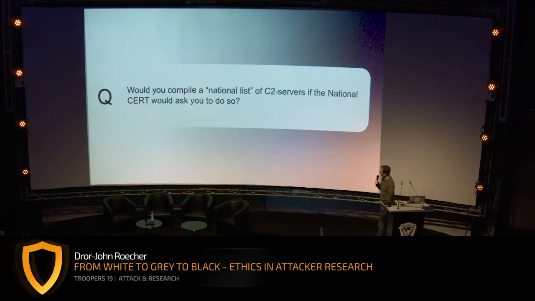What would happen if a national body with some authority, like the National CERT Bund here in Germany, would approach you and say, hey, you know what? Can you scan the German internet? Can you compile a list of C2 servers on German IP addresses for me as a Bund? So you have some sort of mandate. Does that change the situation for you?